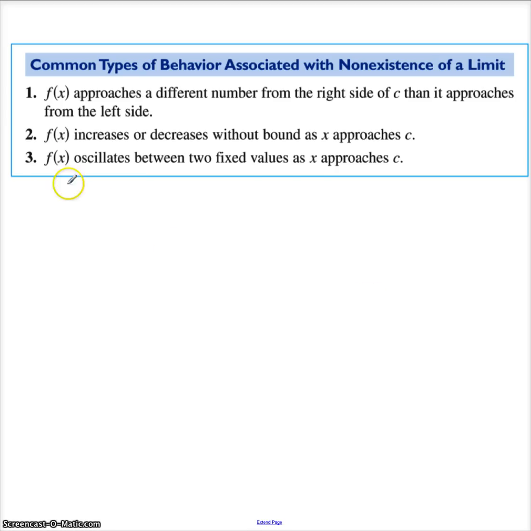It is also possible that f of x increases or decreases without bound. Now, a lot of times you will hear us say that it shoots toward positive or negative infinity. And we're not going to get too wrapped up in infinity. There's a lot of argument in the mathematical community about what it is and what it means, and so we're not going to fight that battle. The third case is the function might oscillate between two fixed values, but never approach a given value.